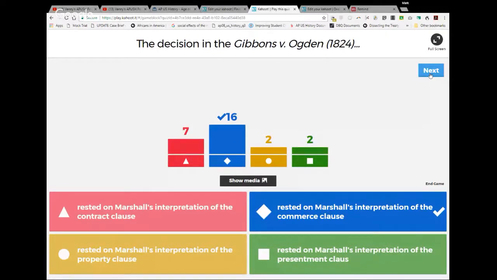And do we think we need to know the Charles River Bridge decision? Yes, you do need to know the Charles River Bridge decision. Emily, this was not the bridge, this was the steamboat.